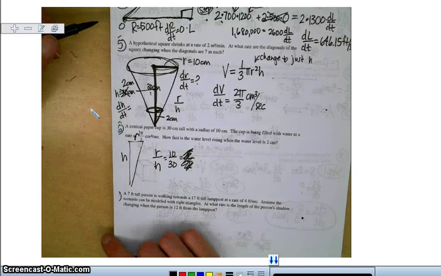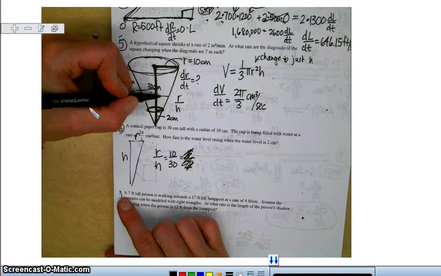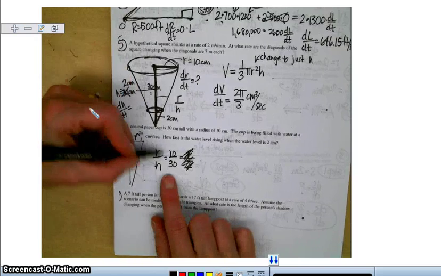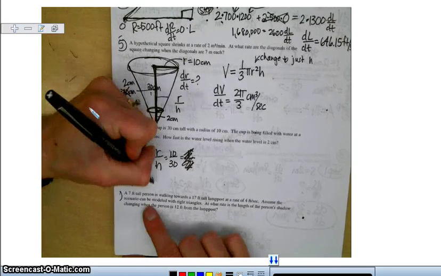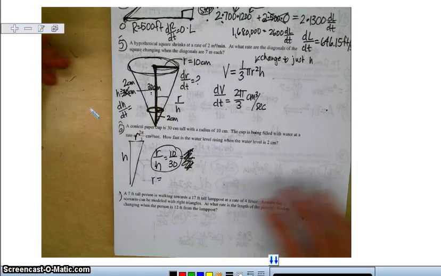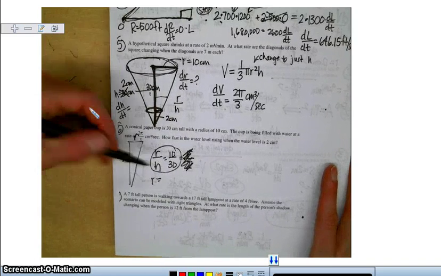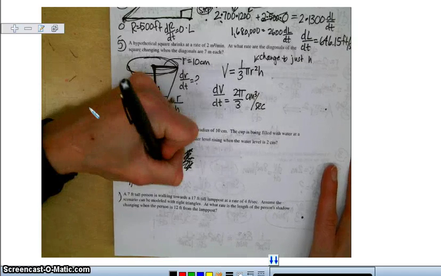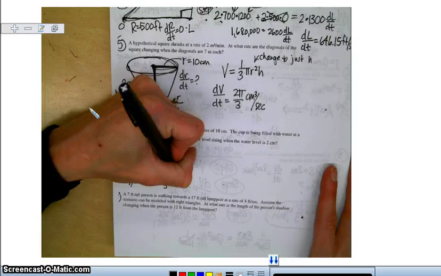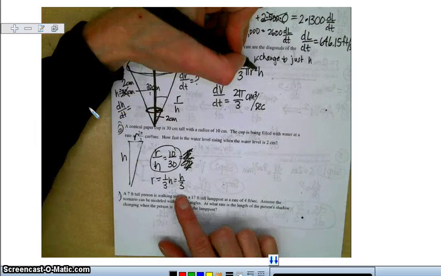Would you agree, is that a ratio? Yes. Okay, would you agree that however high I fill it up at any given point, it will have that same ratio of 1 to 3? Okay. So what would r equal if I rearrange this equation? Get r by itself. How do you get r by itself? Multiply by h. So isn't r equal to 1/3 h, or h over 3? So what could I go and replace the r with?